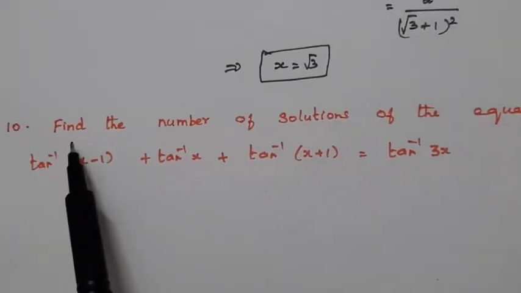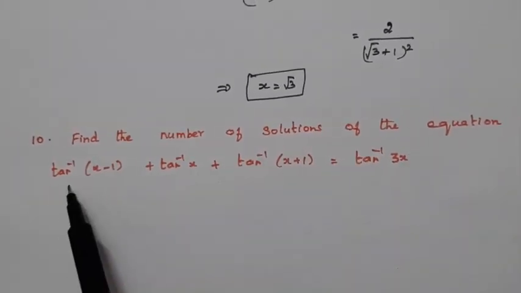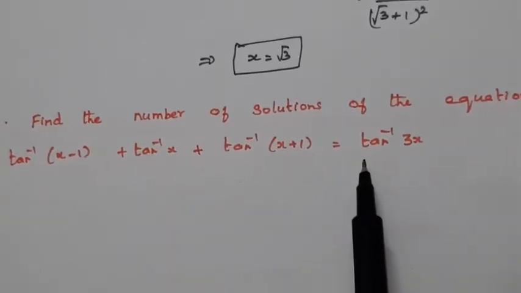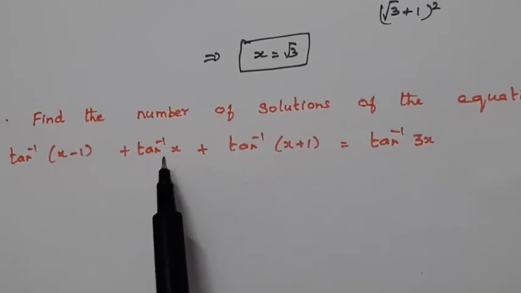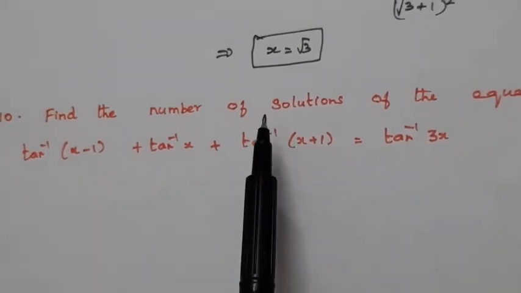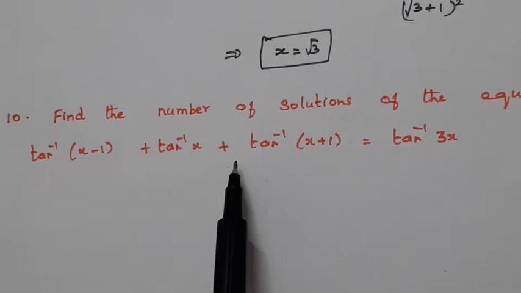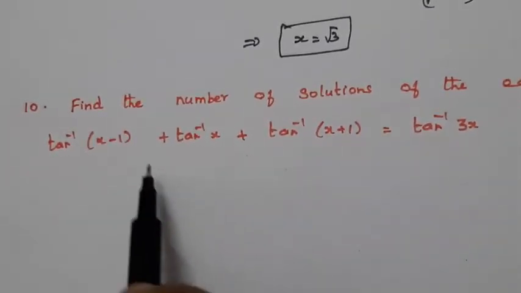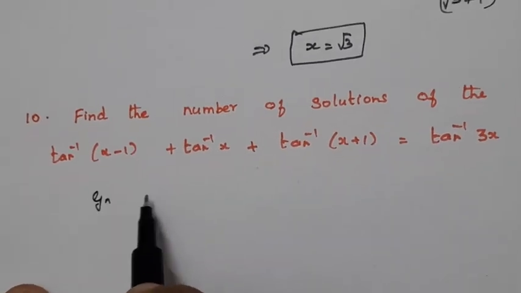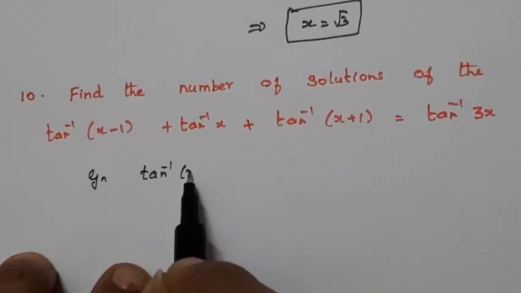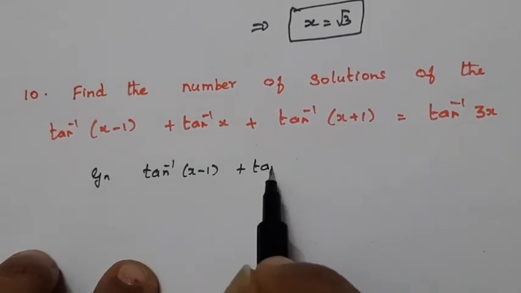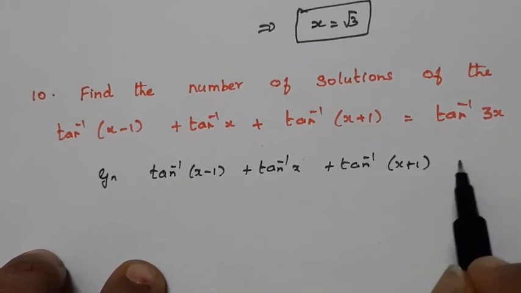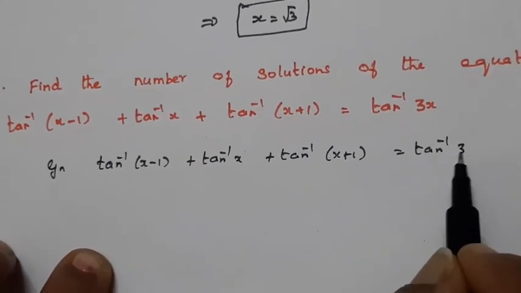Then the last one, find the number of solutions of the equation tan inverse of x minus 1 plus tan inverse of x plus tan inverse of x plus 1 is equal to tan inverse of 3x. So instead of finding the solution, you have to find out the number of solutions. That means let us solve this, and counting the number, we can write down the number of solutions for the given problem.